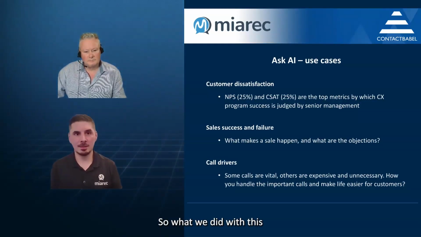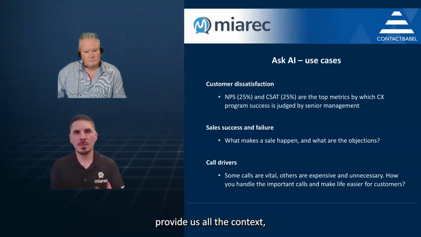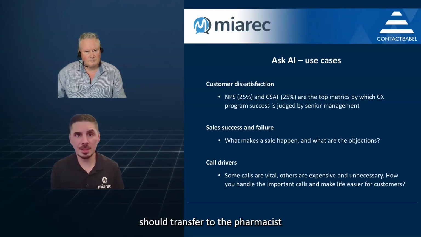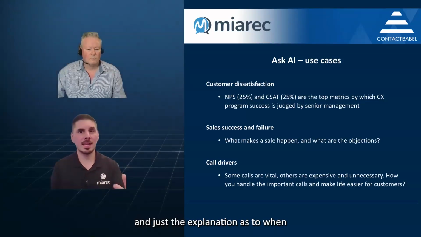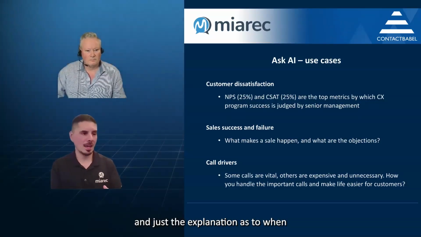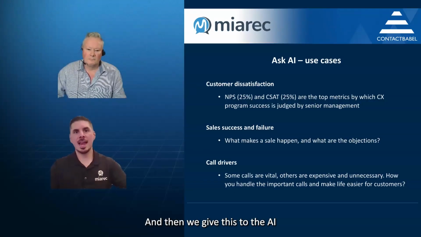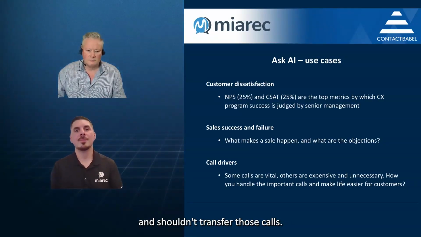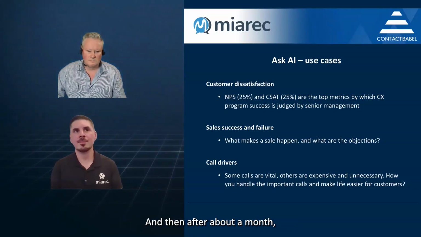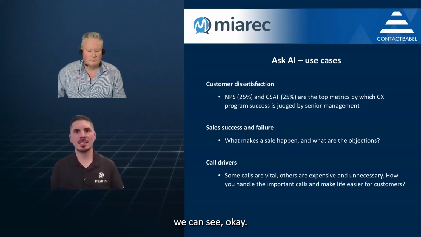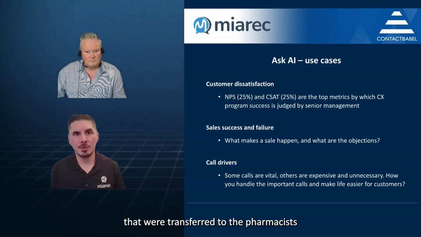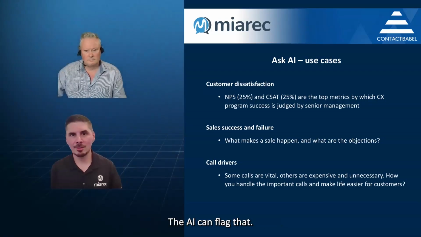So what we did with this customer is we told them, okay, provide us all the context. Tell us all the times when the agent should transfer to the pharmacist, and tell us all the times and just the explanation as to when they should not, right? And then we give this to the AI, so the AI understands the context of when the agent should and shouldn't transfer those calls. And then we score all those calls, right? And then after about a month, we can see, okay, for example, there was 500 calls that were transferred to the pharmacist that should not have been, right? The AI can flag that.